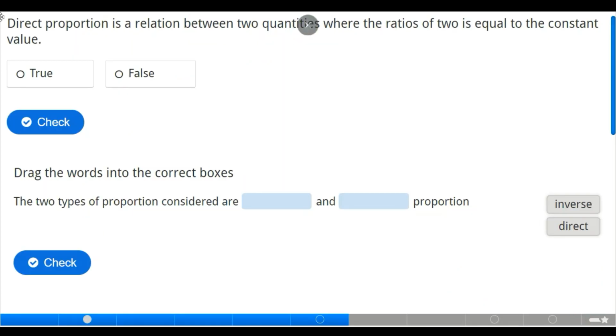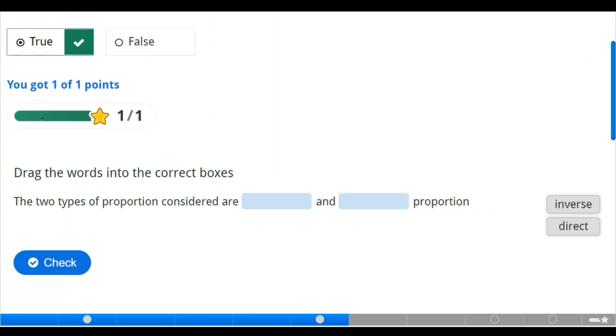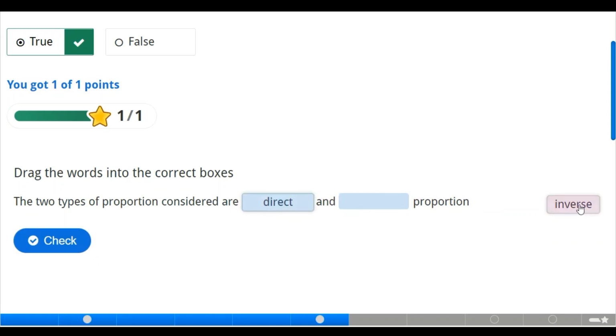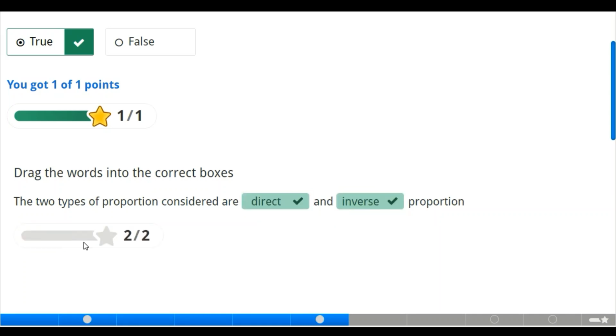So for the next slide, we have an activity here. Direct proportion is a relationship between two quantities where the ratio of the two is equal to a constant value. Yes, as x increases, y increases, and as x decreases, y also decreases. So yes, we are right. Now let's check the two types of proportion that we have considered. What are they? We have direct proportion and indirect proportion. That indirect proportion, we can also call it inverse proportion. So those are the two types of proportion that we have.